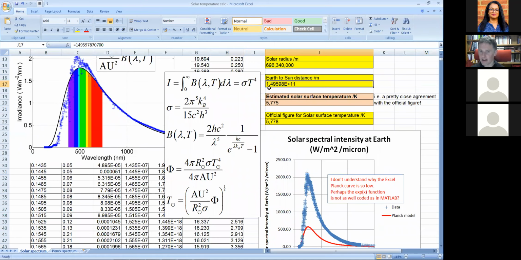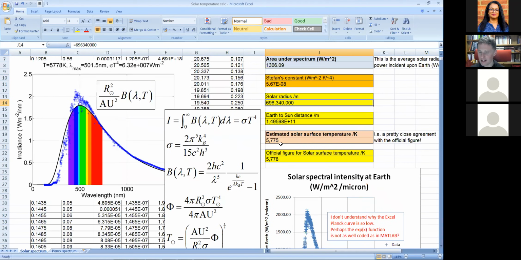This number here, 1.49598 times 10 to the 11 meters. So if I rearrange that expression, all right, I know what 1 AU is, and the radius of the sun, let's just say I know that it's this number of meters. I can work out what the temperature of the sun is. So I can find out this thing by working out this quantity here, and I indeed get a very similar figure for the temperature of the sun.